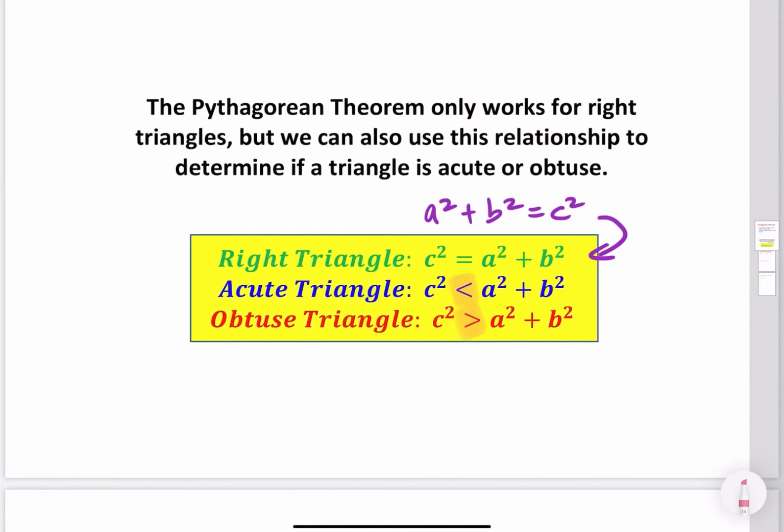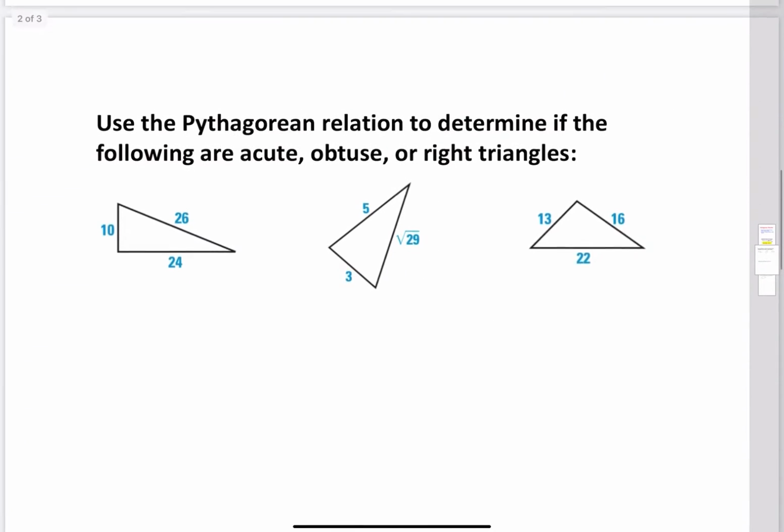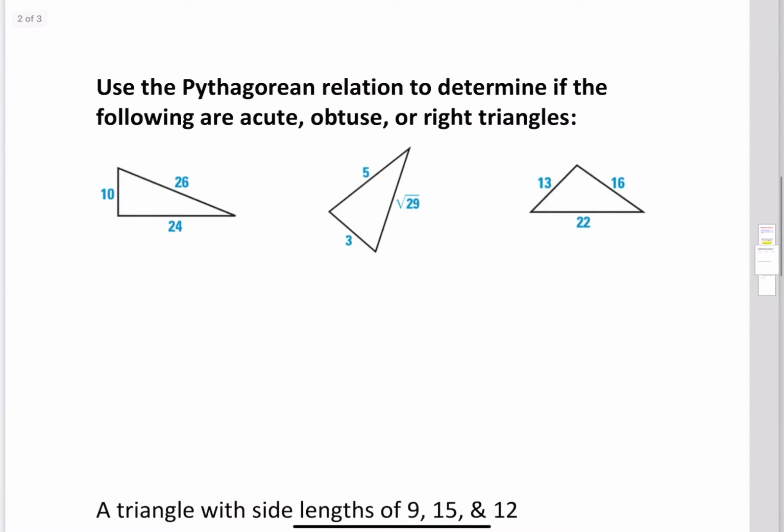So if we have a relationship where c squared is less than a squared plus b squared, we know we have an acute triangle. If c squared is greater than a squared plus b squared, that means we have an obtuse triangle. So let's go ahead and put that into action by identifying what type of triangle we have here.